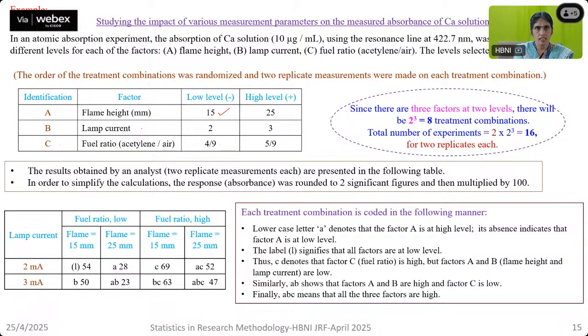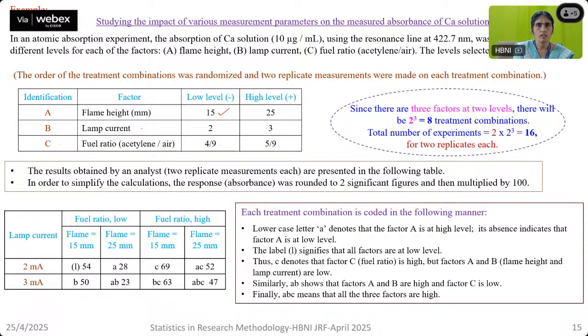When we are changing one parameter, we keep the others constant. Ideally, in a sequential design, we change one parameter, one factor, at a time. But in a simultaneous one, you do the entire data set and try to come to the conclusion. Here you see the experiment goes like this. You can do the flame height at low, then fuel ratio at low, lamp current also at low value. All the values are low.